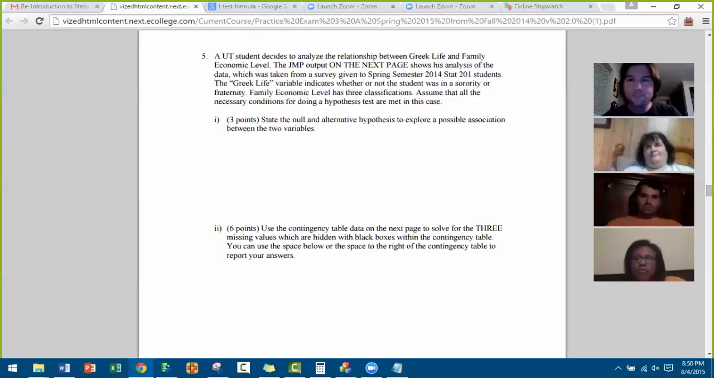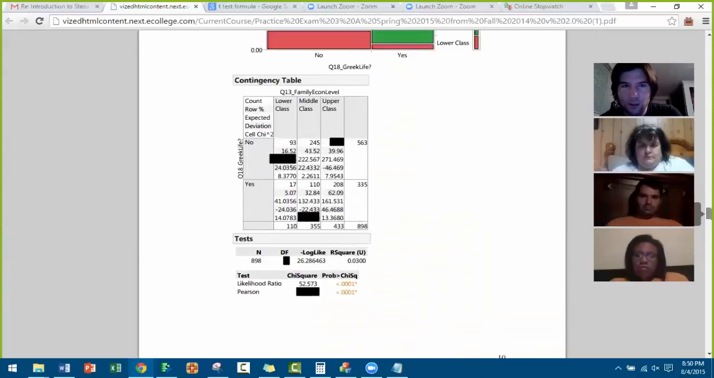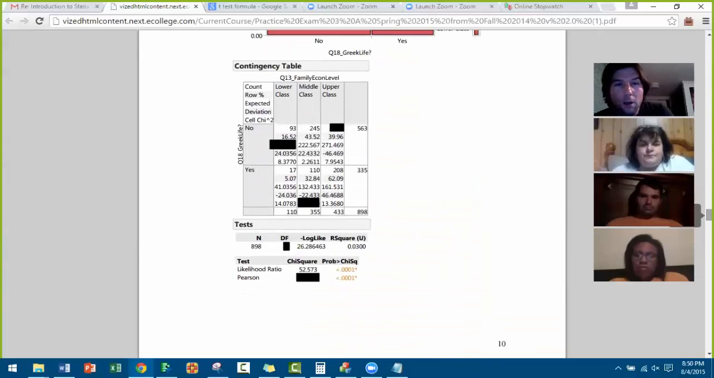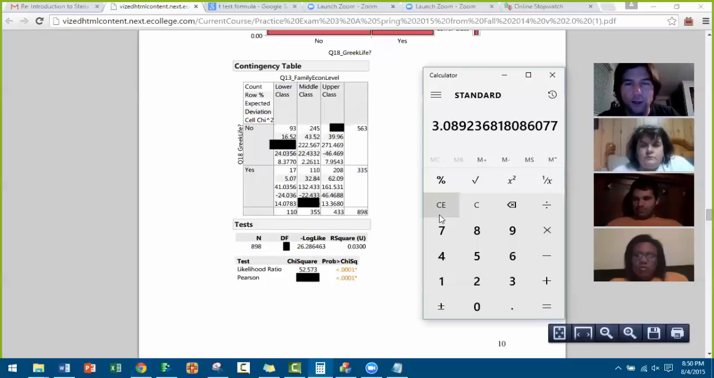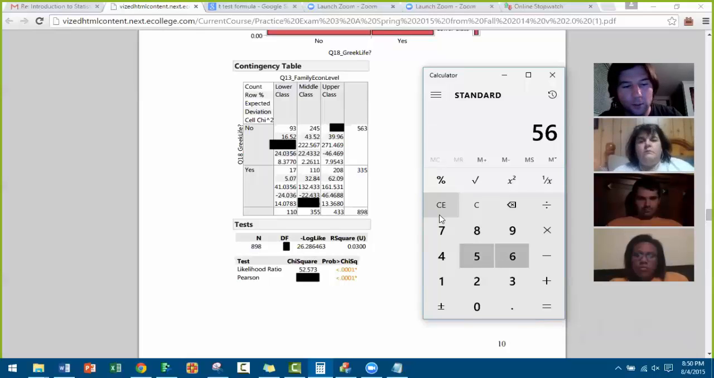Tonight's a hot night. So there's the null and alternative for that test. Use the contingency table on the next slide to solve for the three missing values. Let's scroll down here. Okay, we have a count that is missing. This count right here is going to be the row total for no, and we could subtract out the two values. And as long as I do my math right, I should get the right answer. So that count right there is 225, and you can double check your math by adding it to 208 and see if you get 433, and you will.